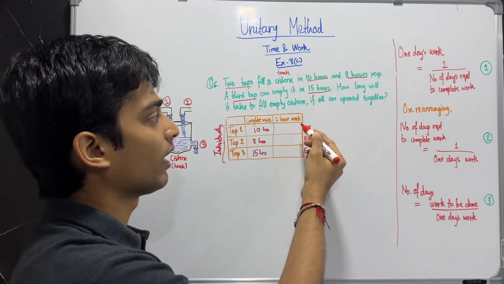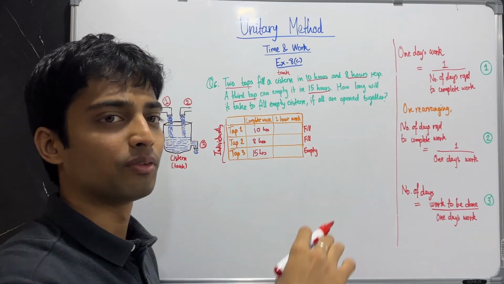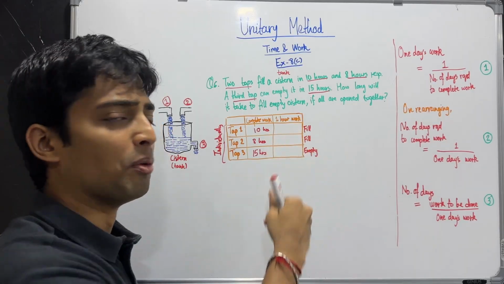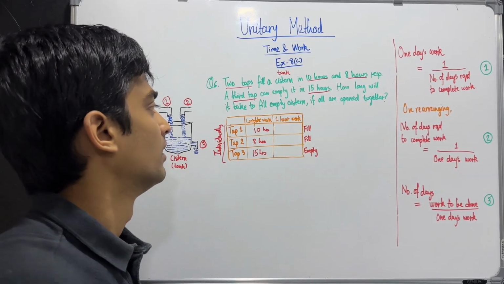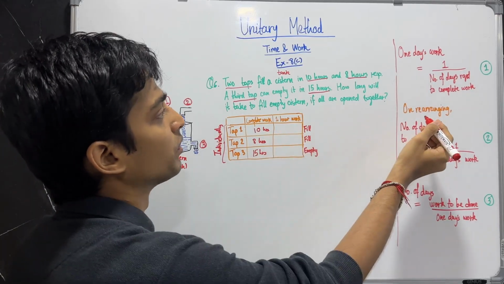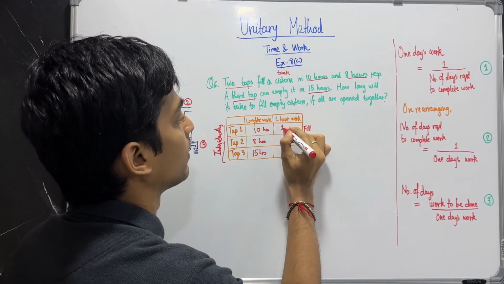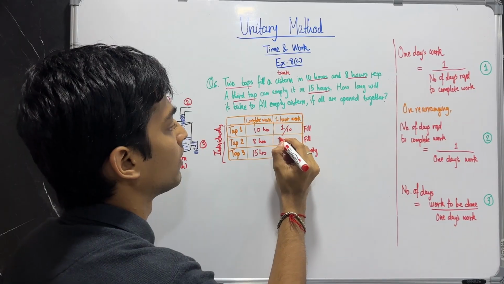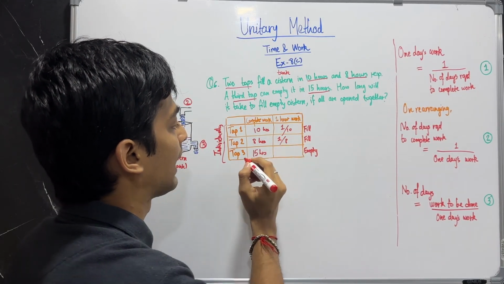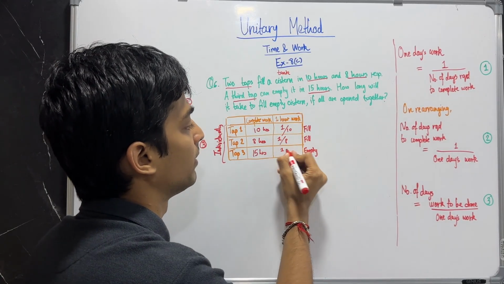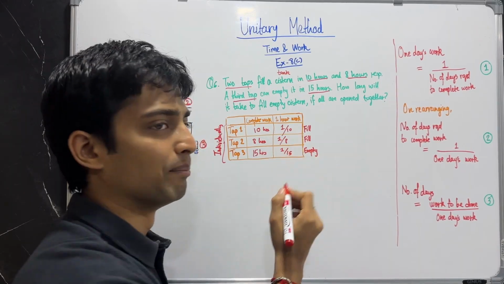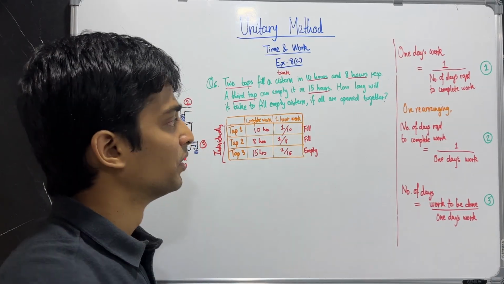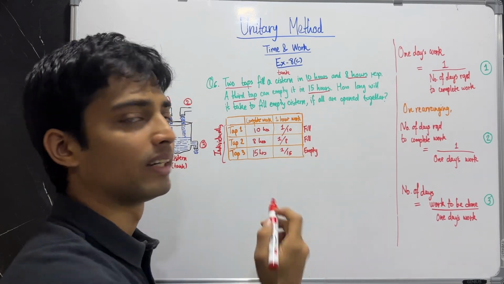Let's calculate in 1 hour how much they are filling or emptying the tank. So we have written the data over here. For tap 1, using this formula, it will be 1 upon 10. Tap 2, it will be 1 upon 8. Tap 3, it will empty 1 upon 15 of the water in 1 hour. So we have the 1 hour work of all the 3 taps.